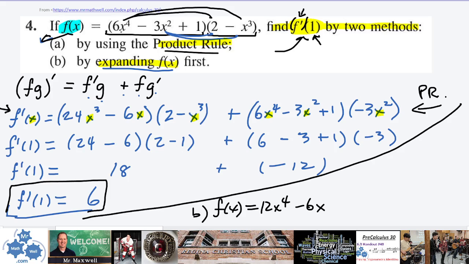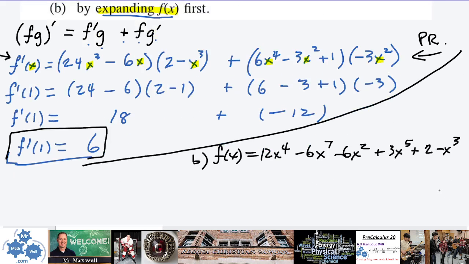What do I do when I have x to the 4th times x cubed? Remember? Do I multiply the exponents? Add them, thank you. So that's 6x to the 7. Is that good? All right, so let's move to the next one now. 3x squared times 2 is minus 6x squared. Negative 3x squared times negative x cubed is going to be positive 3x to the 5. We add the exponents. And finally, plus 1 times 2 plus 1 times negative x cubed.